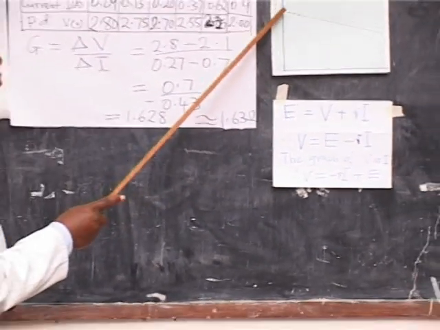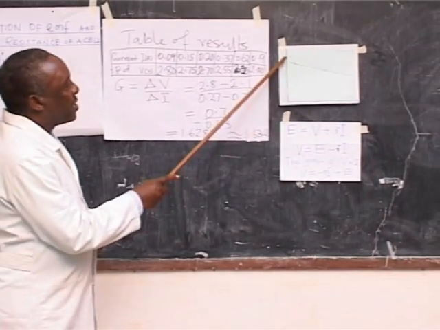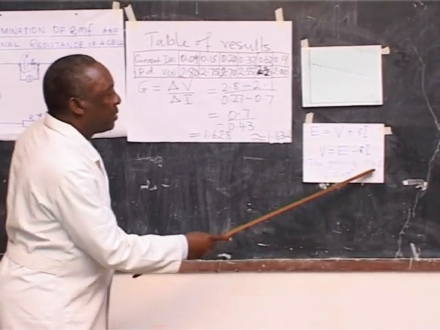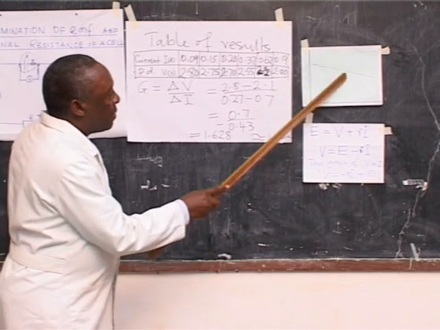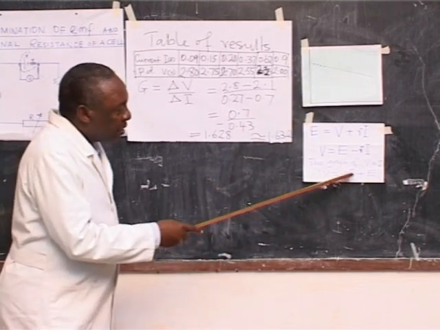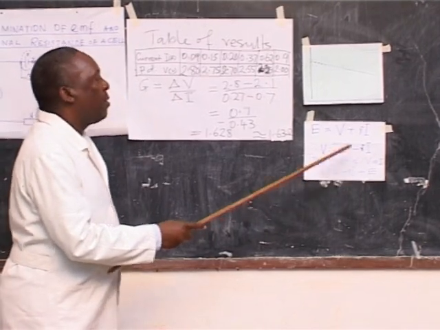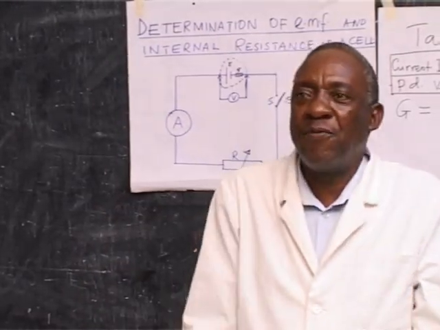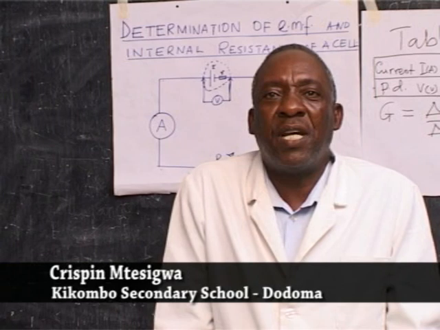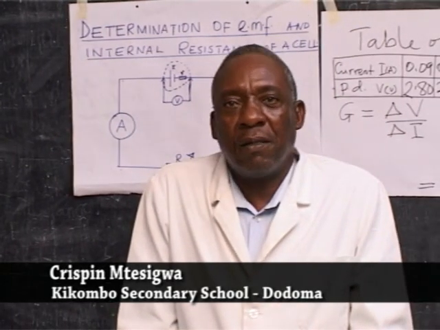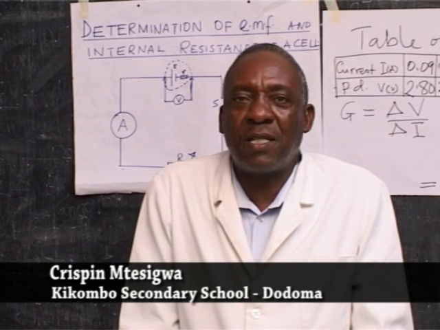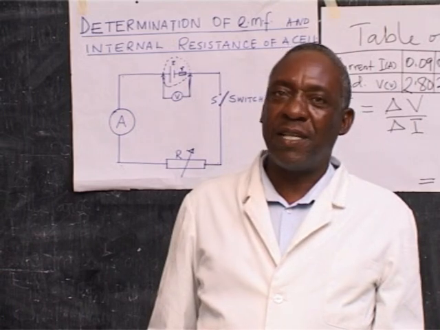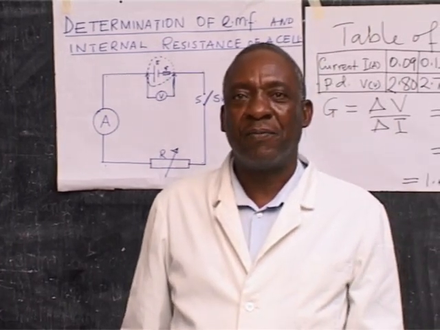The graph you have drawn is potential drop versus current, whereby our voltage intercept, the vertical intercept, represents the EMF of the cell, and the slope represents the internal resistance of the circuit. So the EMF is the intercept of the graph. This is called the EMF of a cell, while the internal resistance is the slope of the graph.